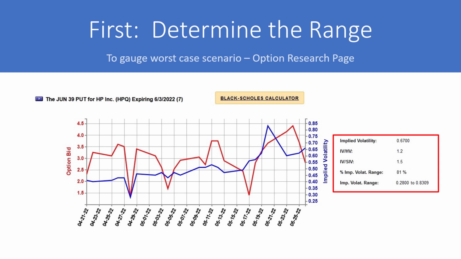This is for that HPQ June 39 put. It was at 0.67. I can see the IV over HV, IV over SIV, the percent implied volatility range. Where is the option's implied volatility right now compared to where it has been over the life of the option? And it's at 81%. We're very near the high range, as we can see by the chart. But the total IV range since this option was released on the market is 0.28 to 0.8309. So we're in the 81st percentile right now at 0.67.